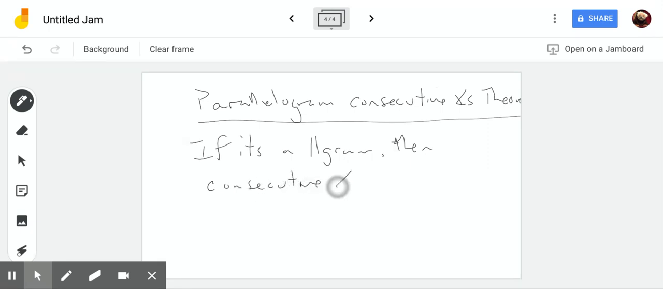So then consecutive angles are supplementary. Now, this is going to make sense because it's a parallelogram.